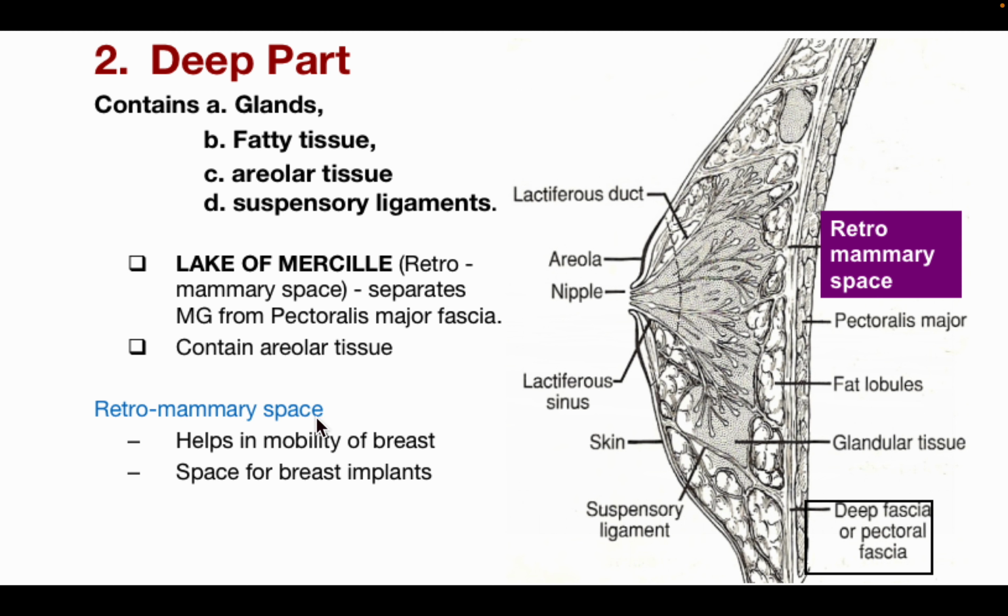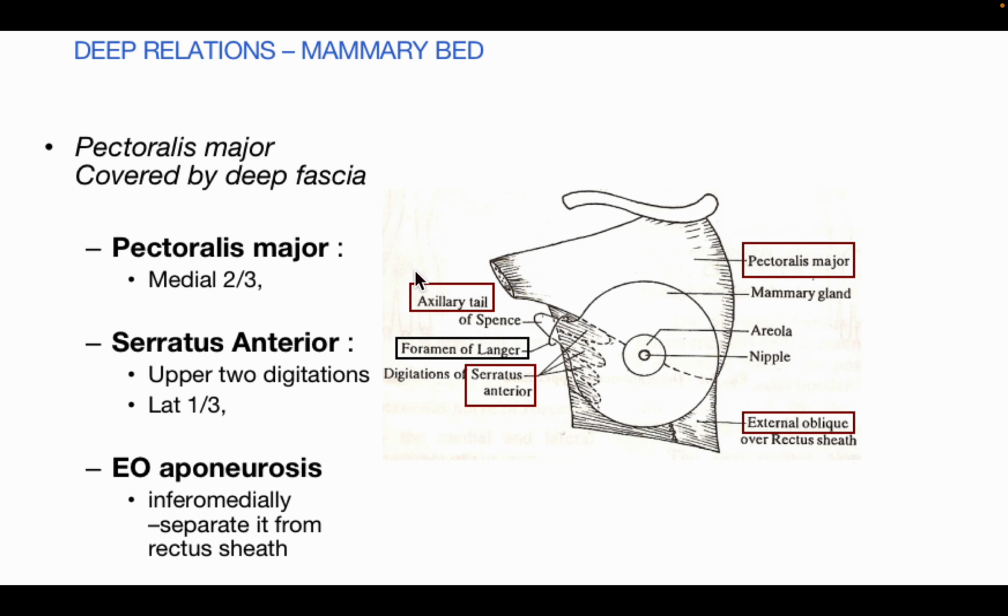Now this retromammary space helps in mobility of the mammary gland at the breast, and it is also a space for breast implantation. So we can see here.